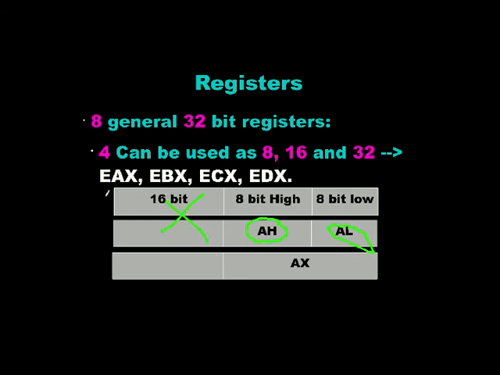I can use the 16-bit if I'm using 32-bit, all of it. And how can I use all of it? I can say EAX. For EAX, for example, I can say move. This is a command.